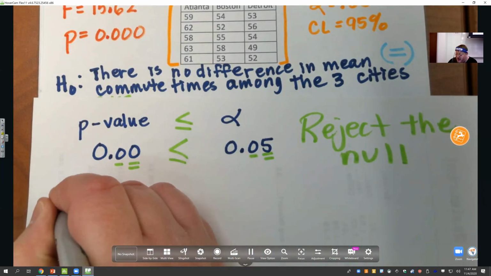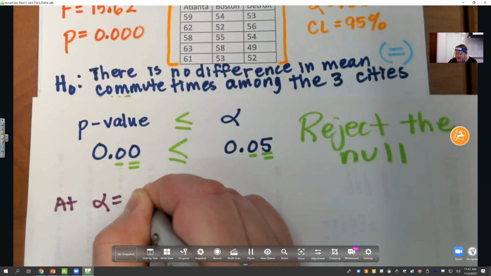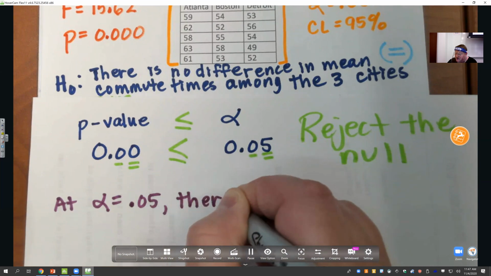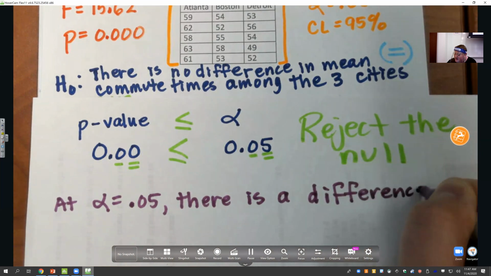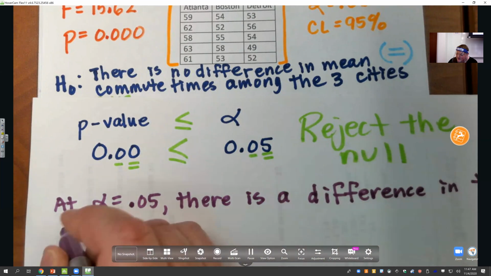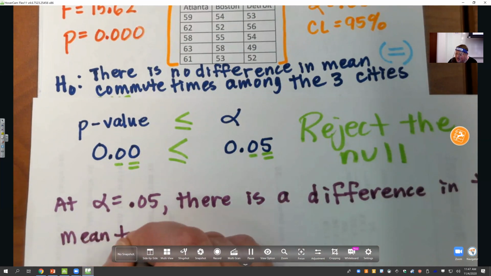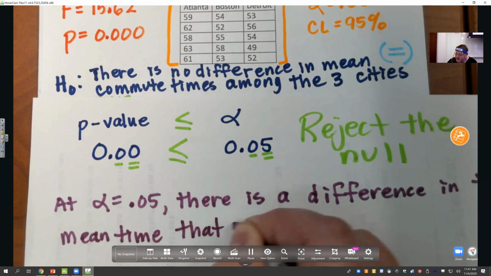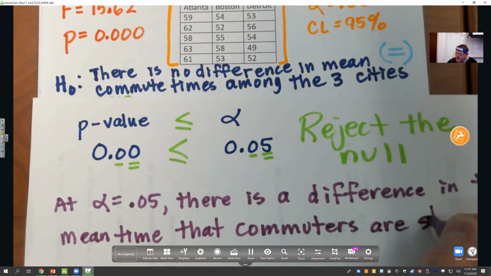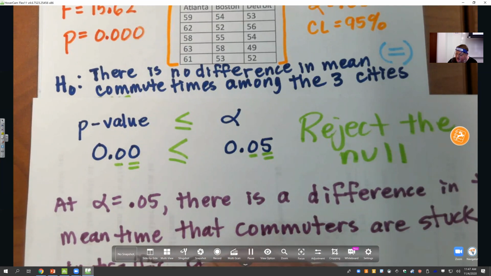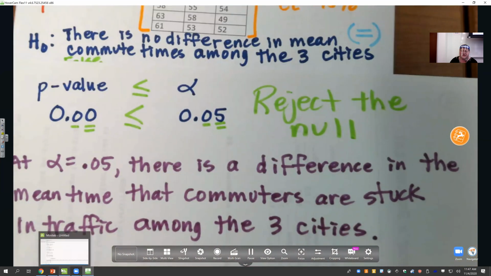We would say, at alpha equals 0.05, there is a difference in the mean time that commuters are stuck in traffic among the 3 cities. Okay, there is a difference.